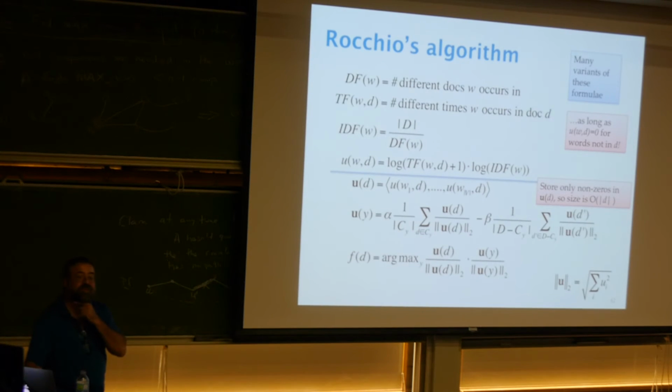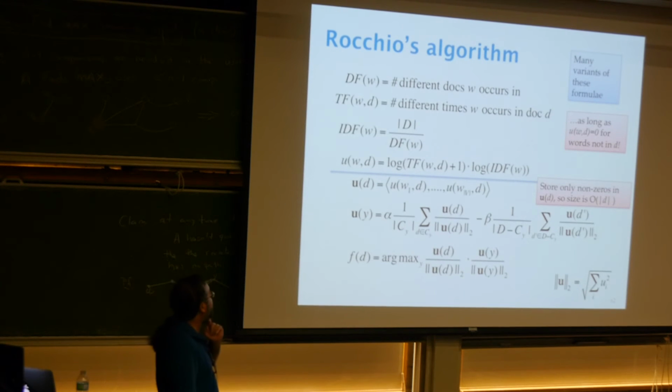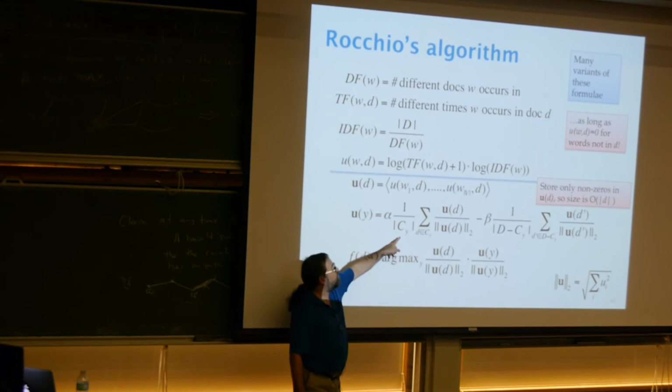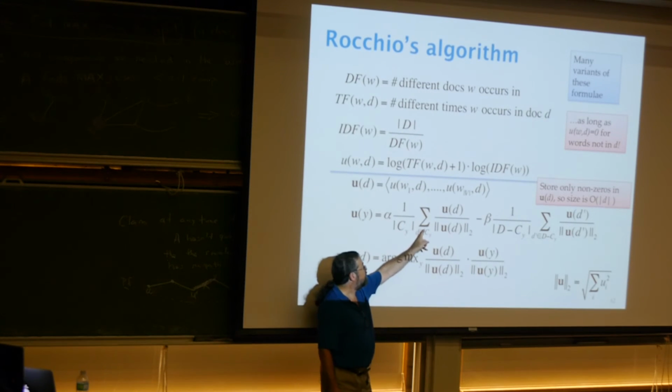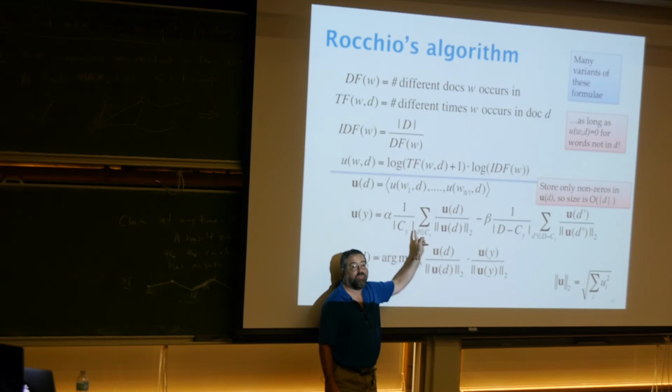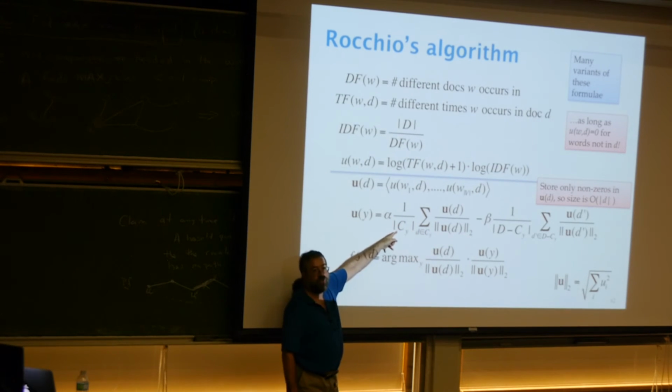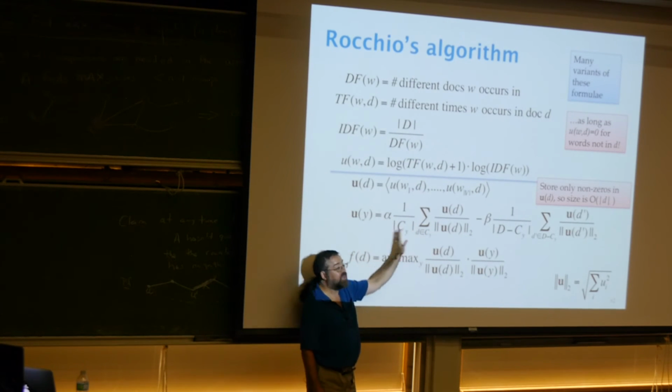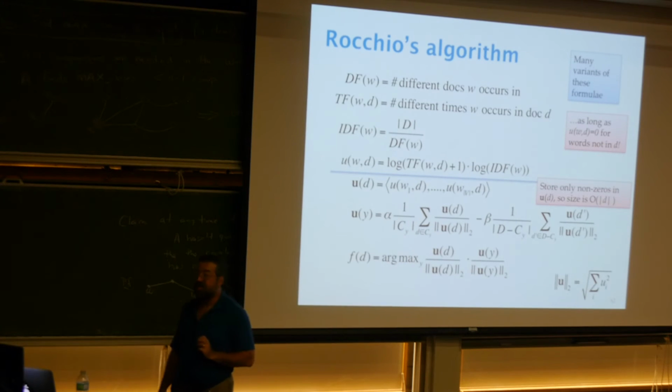We have a question. Yes. Sorry, what does the CY stand for? CY is the set of all documents that have label Y. Anyone get that? CY is a set of documents that have label Y. So this iteration here is over the positive examples. This is 1 over the number of positive examples. So we're averaging the positive examples.